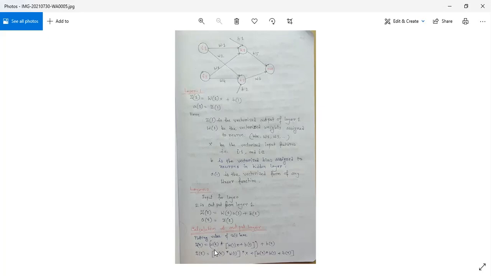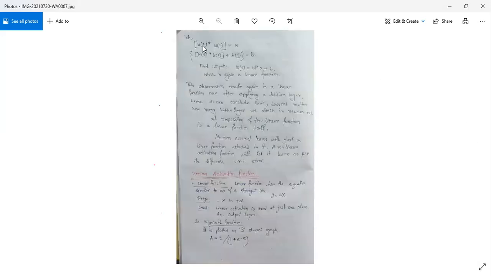So calculating this, Z2 is W2 into (W1 into X plus B1) plus B2, where B2 is bias 2. So Z2 is W2 into W1 into X plus W2 into B1 plus B2. Let W2 into W1 equal W, and W2 into B1 plus B2 equal B. Now Z2 is W into X plus B. Look, in the last step it became a linear function.